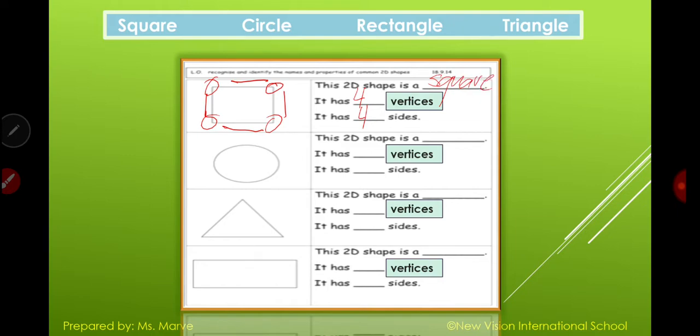The next one. Let's choose this one. This 2D shape is a blank. Look at the shape. It has how many vertices? None, so you can write 0. How many sides? None, so you can also write 0. So this shape is called a circle. Now you can answer the third and the fourth one with your mom.